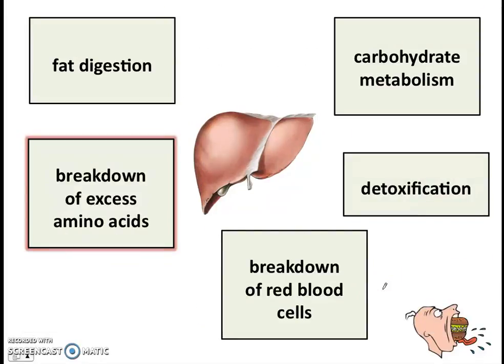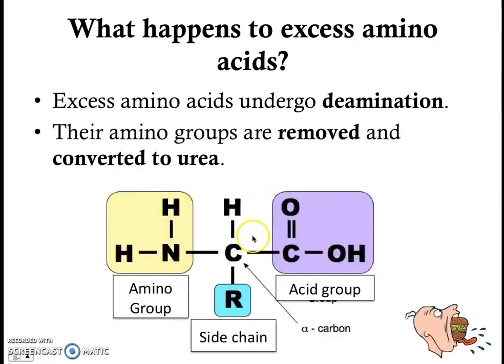Now, what does the liver do for amino acids? Well, the liver also helps to break down excess amino acids, and we're going to look at what that looks like. Now, the key point here is that excess amino acids, extra amino acids, undergo deamination. Okay, this is a very important word. Deamination. Okay, not animation. That's like your cartoon. Ooh, this is deamin, like amino acids, deamination.